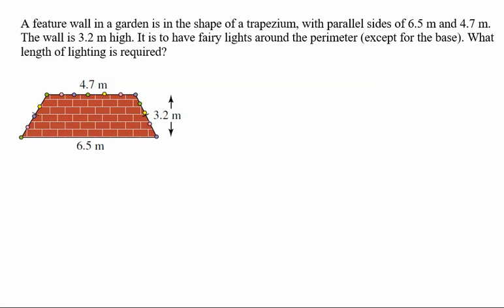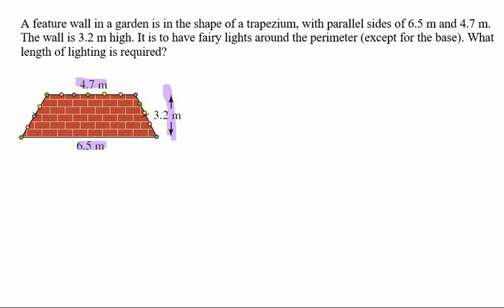Let's look at a problem-solving application using the Pythagorean theorem. This question says, a feature wall in a garden is the shape of a trapezium with parallel sides 6.5 metres and 4.7 metres. And we can see those on our diagram. The wall is 3.2 metres high. That is the vertical height of the wall.